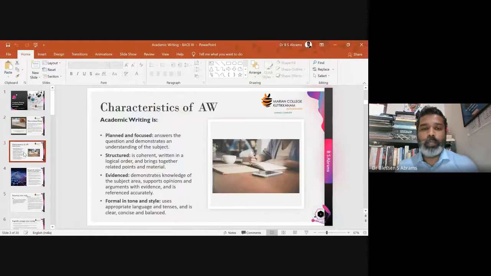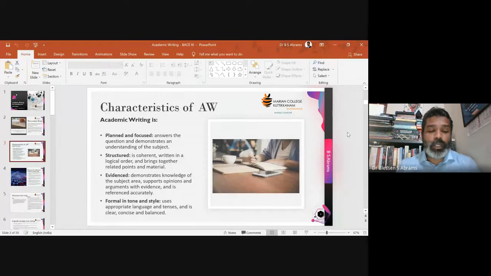So what are the basic characteristics of academic writing? Basically, academic writing is planned and focused. You cannot complete an academic essay without planning. Even if you are attempting an IELTS Task 2 essay, you will get the first 2 to 3 minutes to plan, stay focused on the topic, and understand the topic. So planning and focusing is very important when it comes to academic writing.